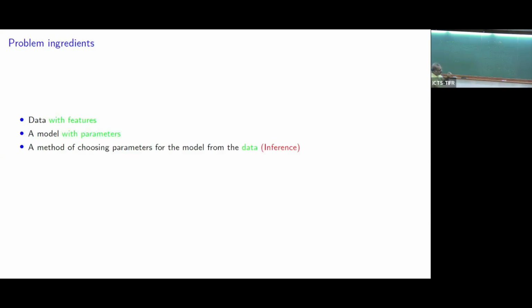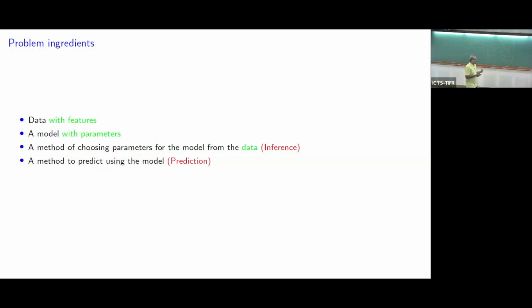This method of choosing parameters for the model, we choose it based on the data that we are seeing. So this is the inference problem that we are looking at. And then once we have this model, we also need a way to do prediction based on the model. This is the prediction problem. And then, as we just saw, you also need a way to compare models. You need to do model selection. So these are different ingredients of a data inference problem that you would usually face.